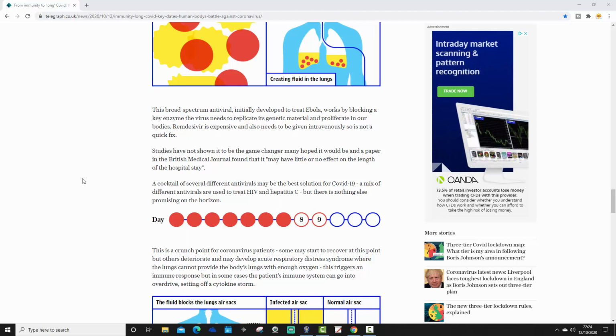This broad spectrum antiviral, initially developed to treat Ebola, works by blocking a key enzyme the virus needs to replicate its genetic material and proliferate in our bodies. Remdesivir, I think that is how it's pronounced, is expensive and also needs to be given intravenously, so it's not a quick fix.